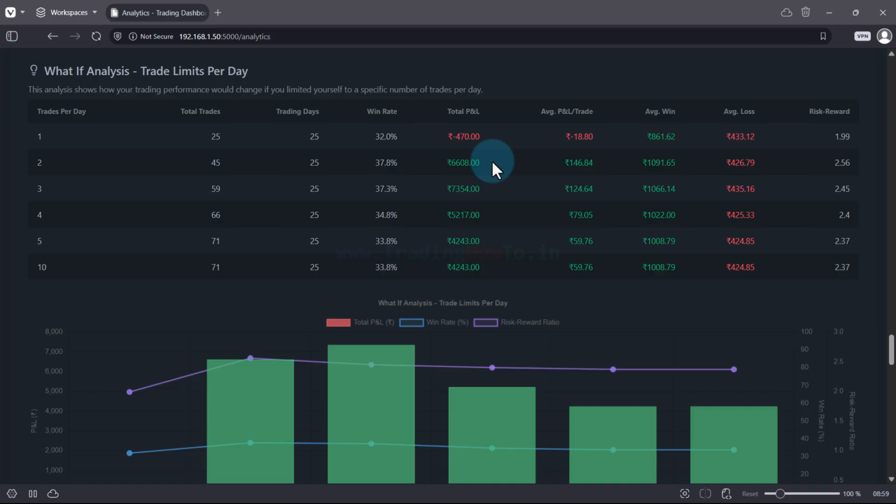6,608 rupees profit. If I had limited myself to a maximum of 3 trades in a day, then 59 trades, 37% win rate, 7,354 rupees as profit. If I had limited myself to a maximum of 4 trades in a day, then 5,217 rupees profit. So again we can see the sweet spot where I should stop myself after taking 2 or 3 trades in a day. The fourth and fifth trades are not working for me, at least at this particular moment.